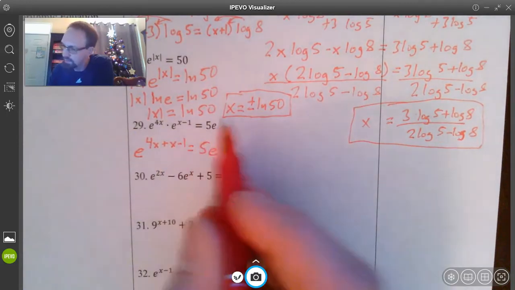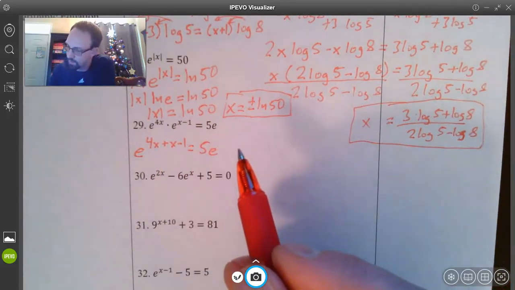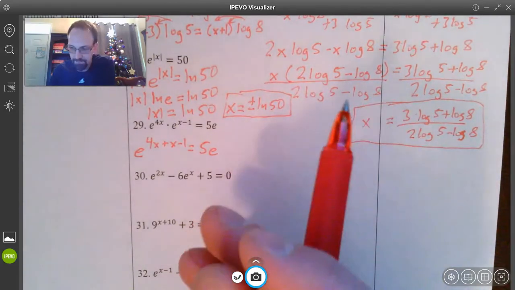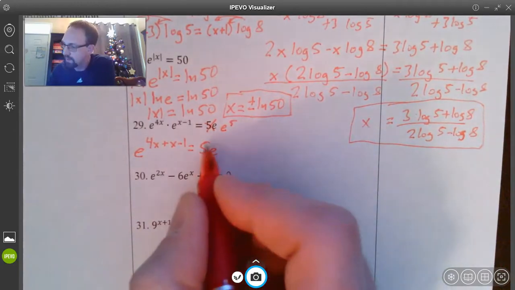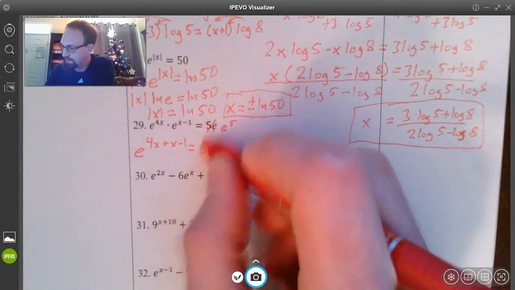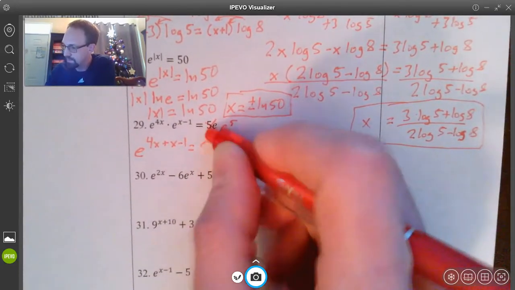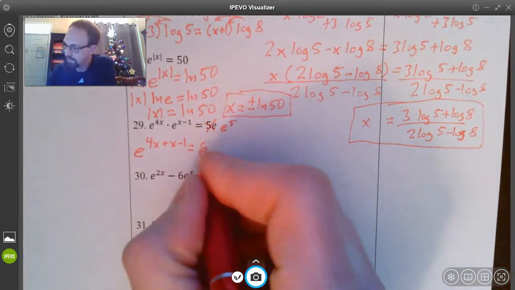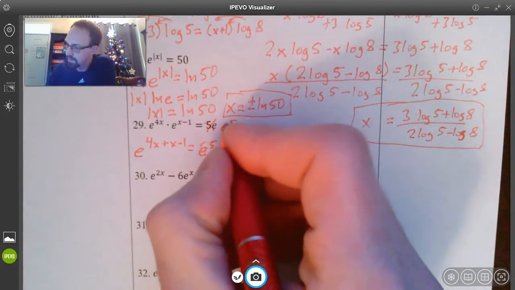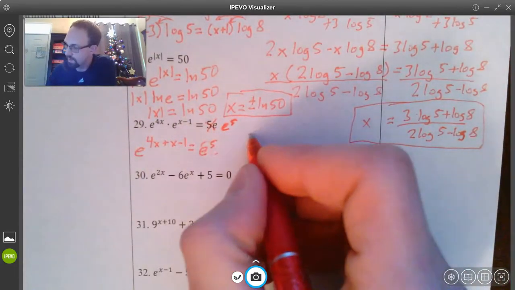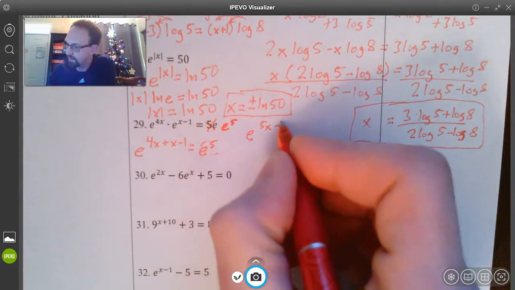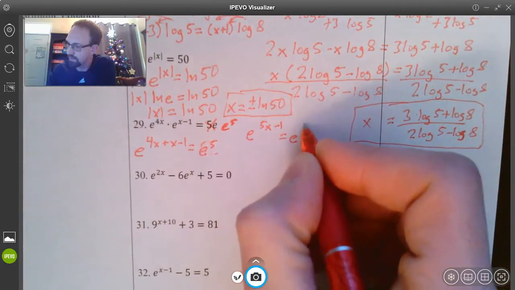I believe this is written incorrectly. I think this is supposed to be e to the 5th instead. Go ahead and change this to e to the 5th if it's not already shown. And then simplifying this, we have e to the 5x minus 1 equals e to the 5th.